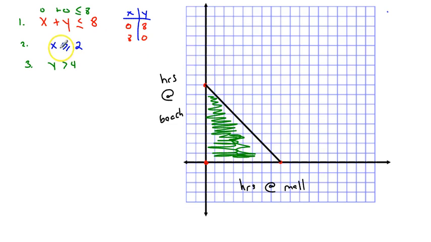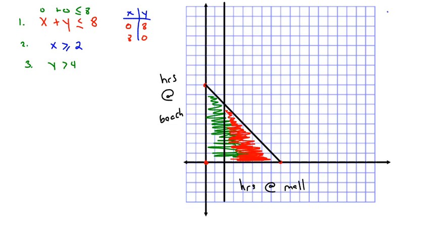My second equation is X is greater than or equal to 2. So this is a vertical line at 2. Since it's greater than 2, I'm going to shade this to the right. So I'm going to shade everything this way. But notice when I shade this, I'm not going to pass the first line that I drew, right? That first line is another boundary line. That's the boundary. You can't go past that.